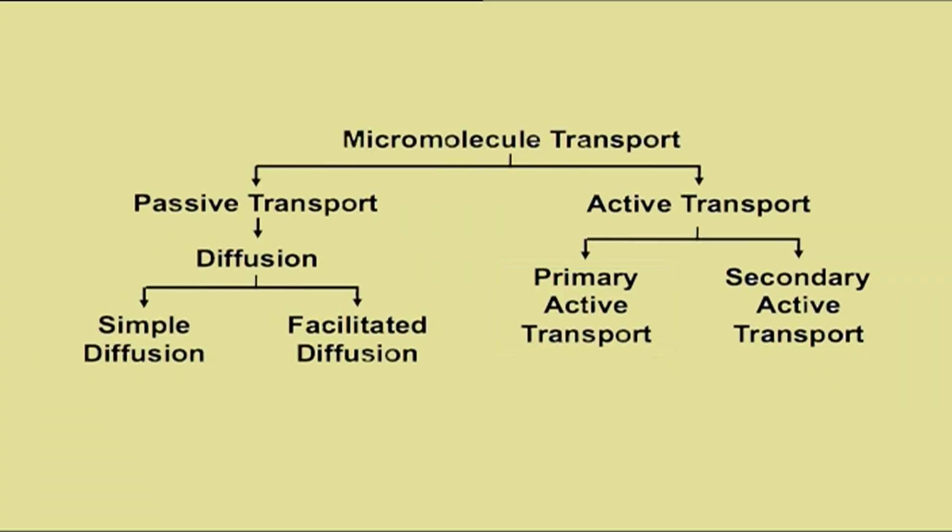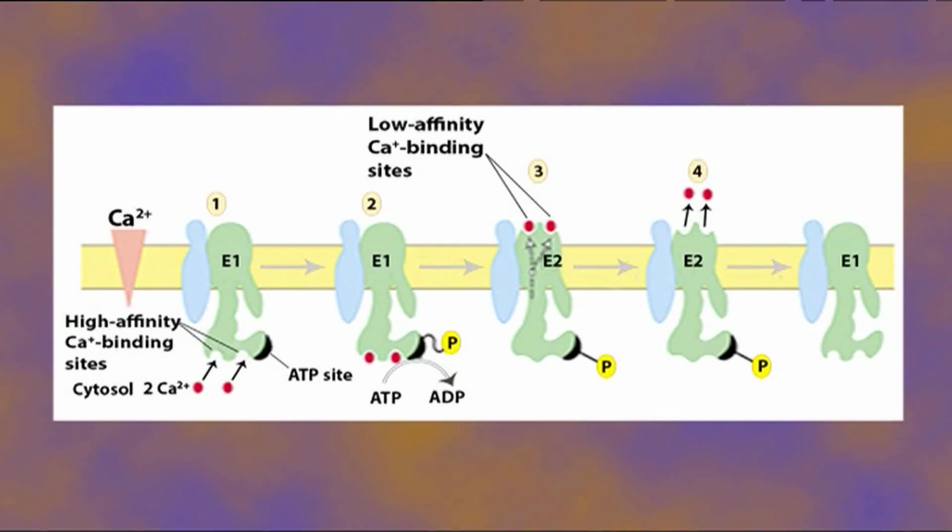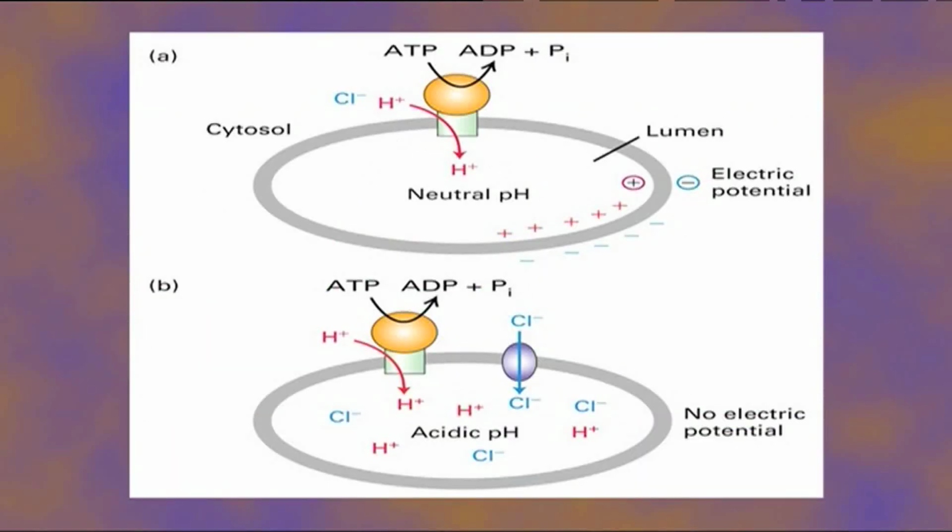A. Primary active transport. An example of primary active transport is the calcium pump found in many cells, which pumps calcium, that is Ca2+, out of the cells and so keeps their internal Ca2+ concentration much lower than external levels.